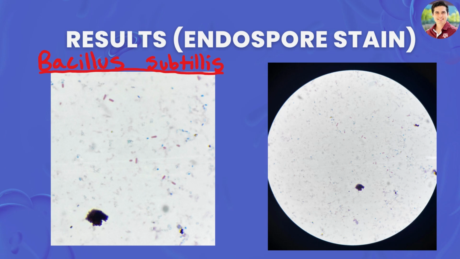On the image on the left, looking at it closely, we can see those green endospores. And more importantly, those endospores are highly resistant structures formed by certain bacterial species to survive unfavorable environmental conditions.